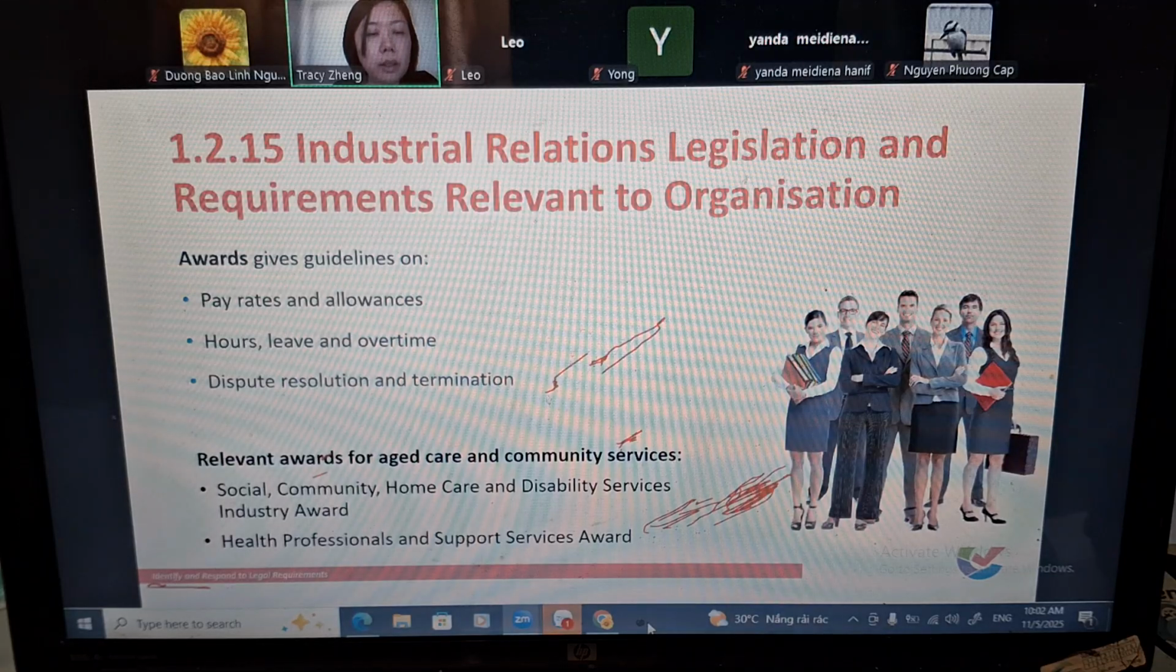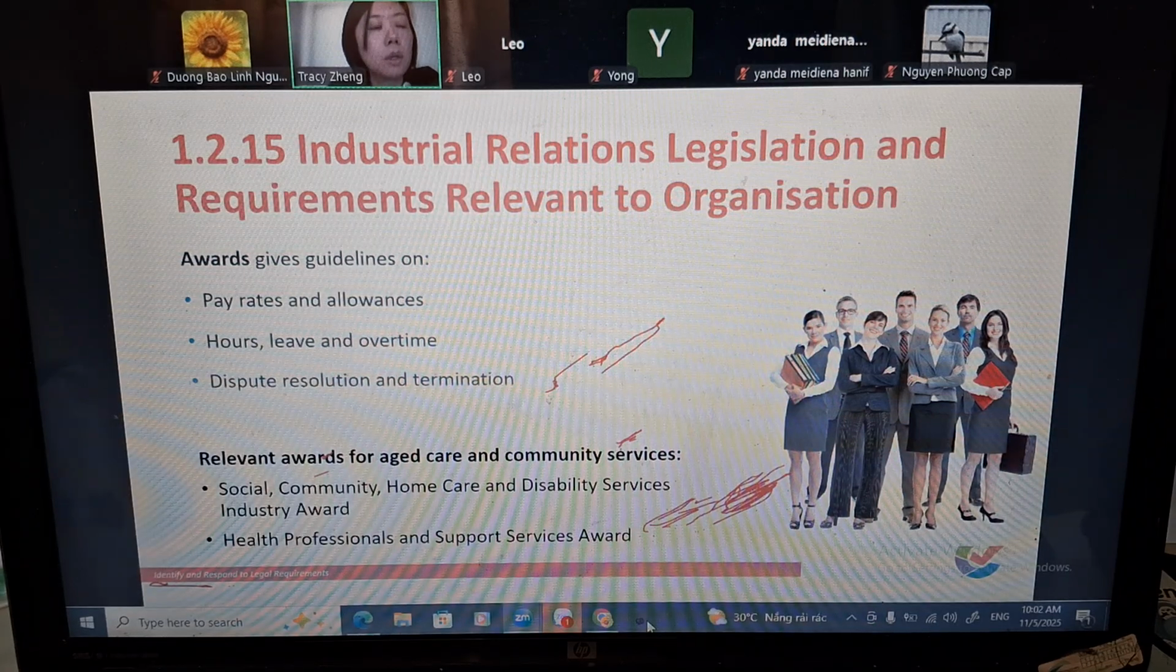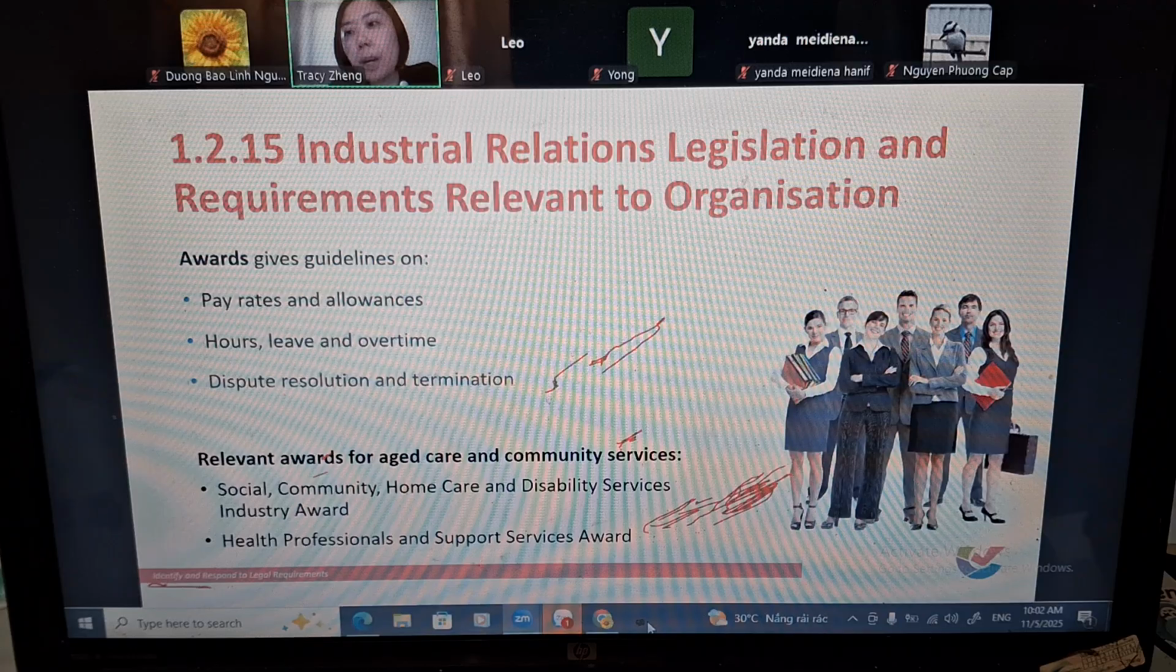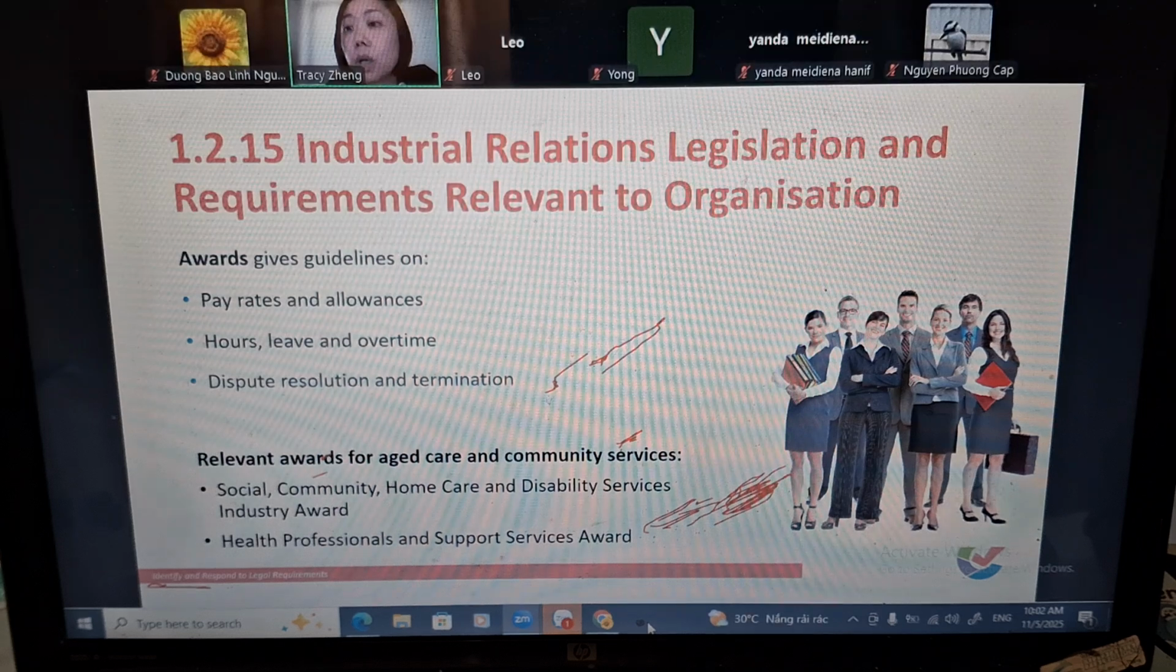And following, it is about the industrial relations legislation and requirements relevant to our organizations. So as you can see, it depends on the organization you work with. Those organizations will be under different awards. All right, so firstly, it's telling you what awards means. The awards give guidelines about your pay rate, your allowances, the hours, the leave and overtime, etc.